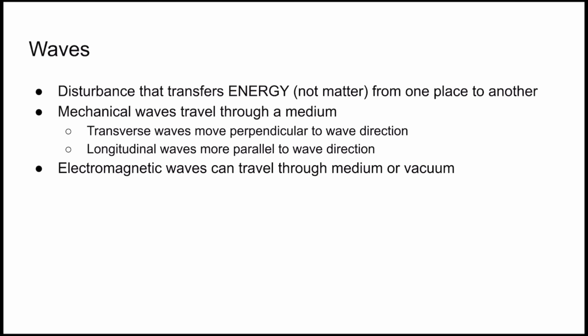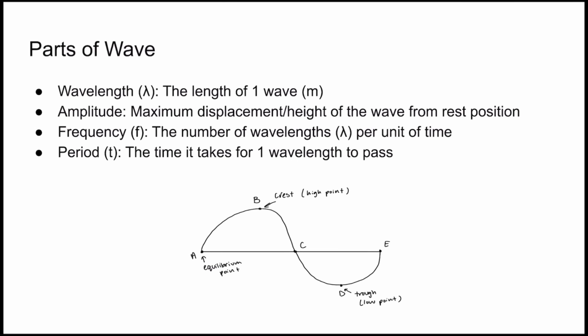The other type of wave is electromagnetic, which is a wave that can travel through either a medium or a vacuum. So let's quickly review the parts of a wave. A wavelength is the length of one wave. Amplitude is the maximum displacement of a wave from its rest position. Frequency is the number of wavelengths that pass per second. And period is the amount of seconds for one wave to pass.